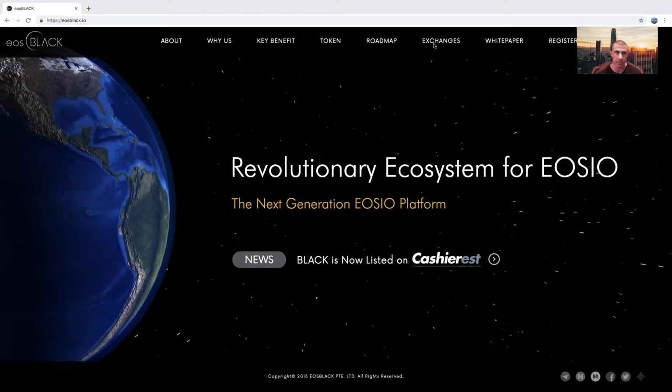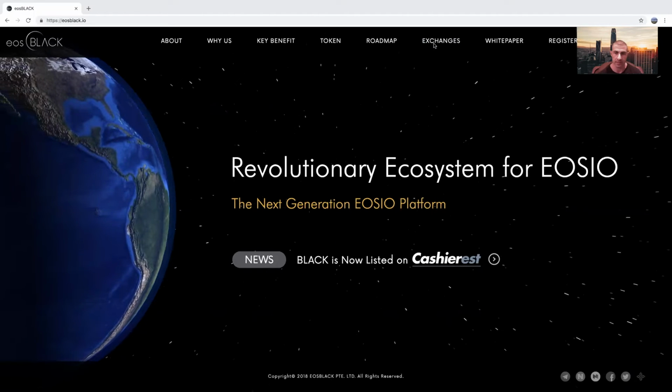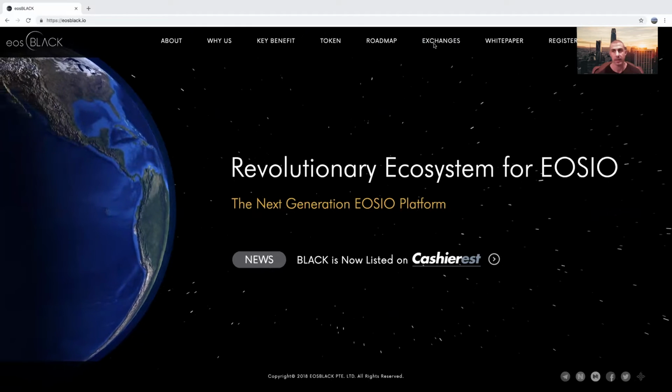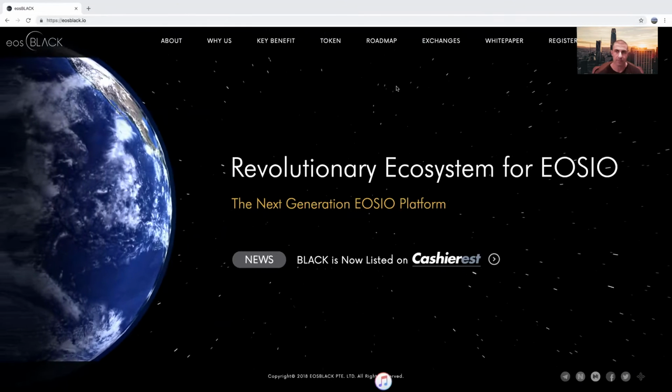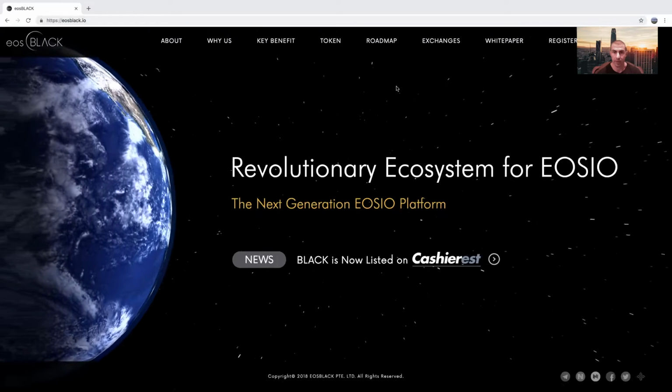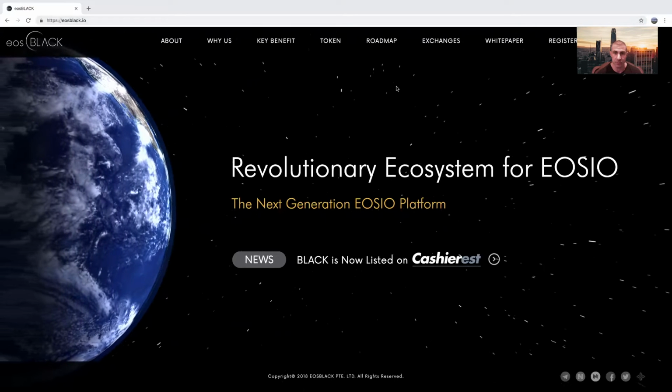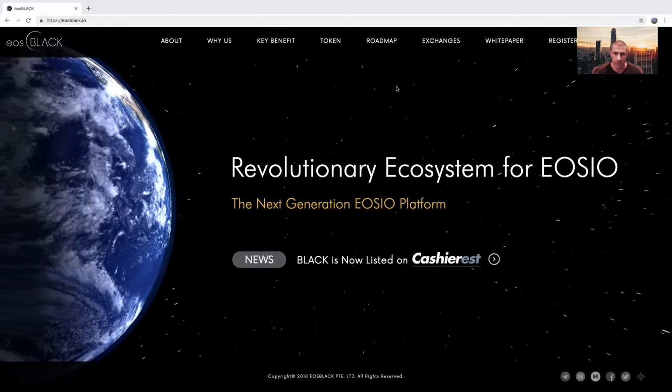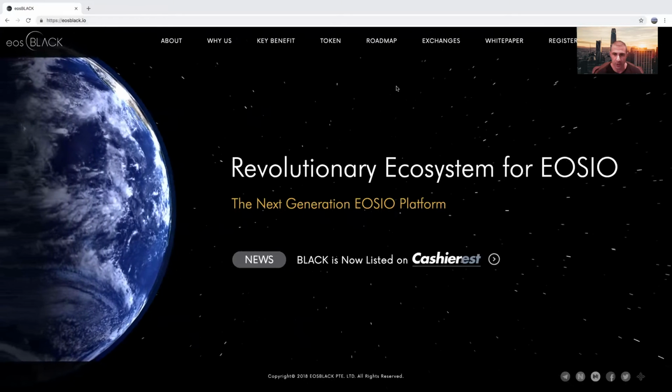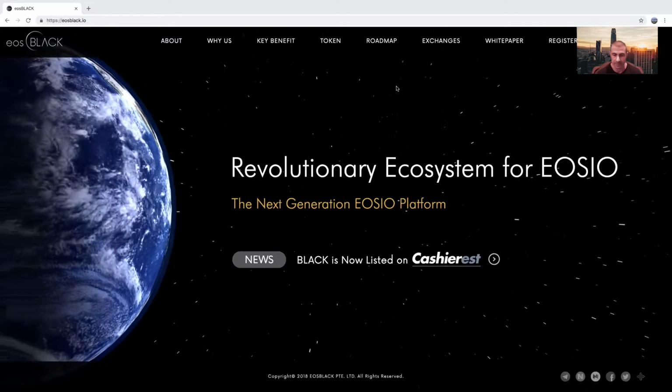Today we're going to start out with EOS Black, and dig into what exactly EOS Black is and how it all works. So I've now opened the web page for EOS Black, which states that it's the revolutionary ecosystem for EOSIO, the next generation EOSIO platform. So what exactly does that mean? Let's dig into it a little bit.